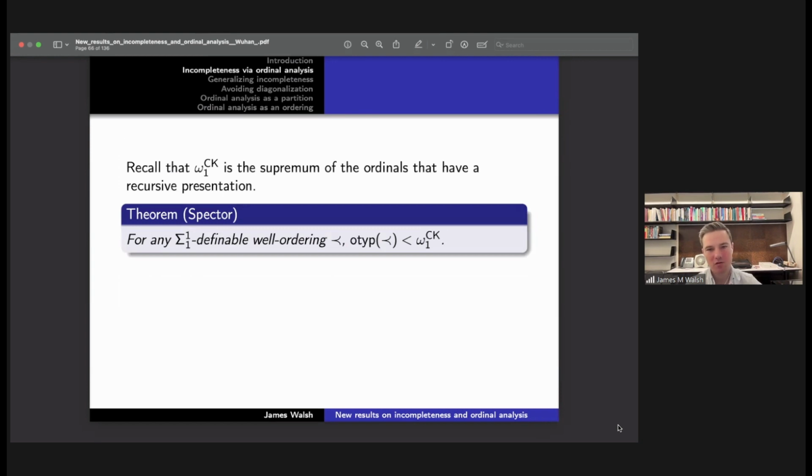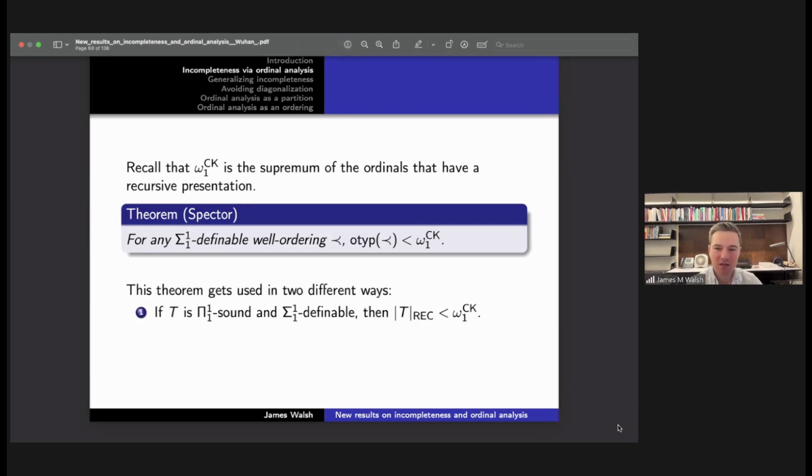This result gets used in our proof in two different ways. So the first, and this is basically an immediate consequence, is that if T is Π¹₁ sound and Σ¹₁ definable, then the recursive proof theoretic ordinal of T is a recursive ordinal.